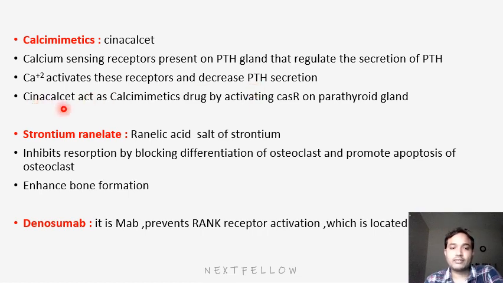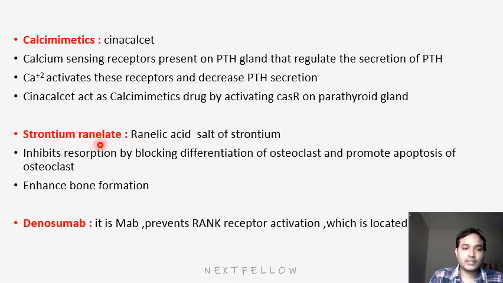So cinacalcet acts as a calcium mimetic drug by activating calcium sensing receptors on the parathyroid gland. So these drugs act on the calcium sensing receptor, thereby they won't allow the elevation of calcium level in the circulation. Thereby osteoclast activity will get suppressed. They act by another mechanism, by suppressing parathyroid hormone.